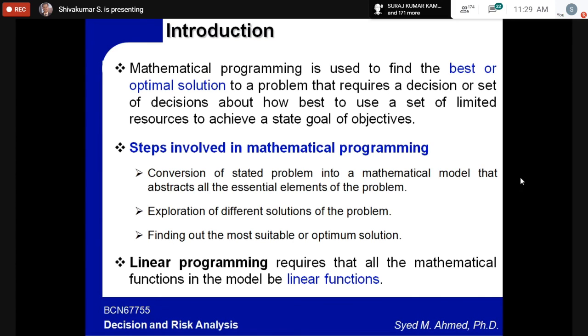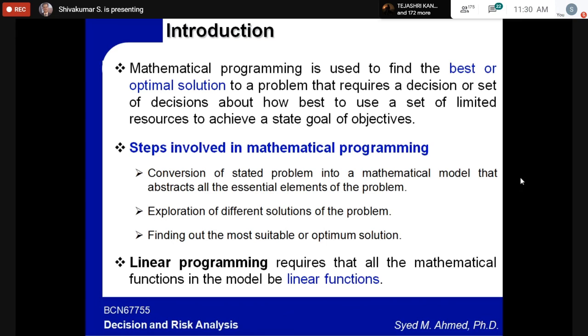Second, exploration of different solutions of the problem. Of course, there may be many methods available. For example, I will let you know in the same chapter, that is the graphical method and the simplex method. Within that, once again, you're going to get a bigger method. Where you have to use which, how to use it, I'll let you know in the next class. Third, finding out the most suitable or optimal solution. These are the steps involved in mathematical programming.